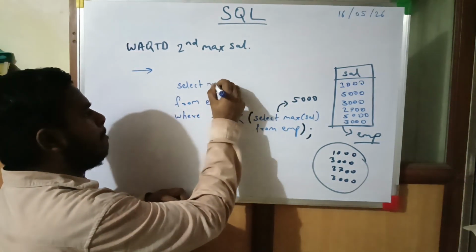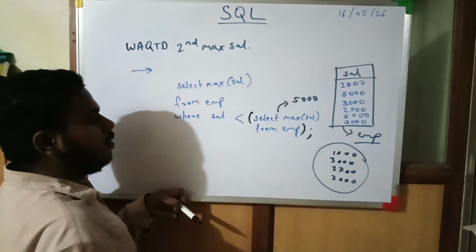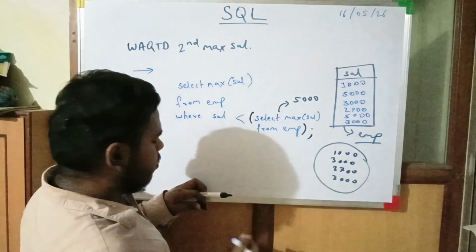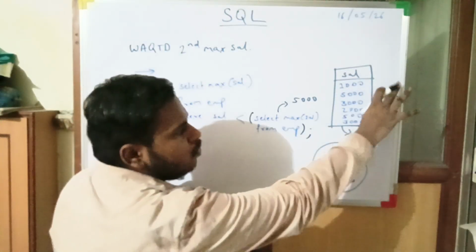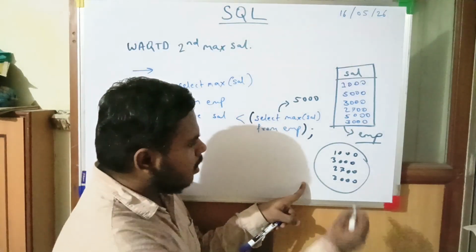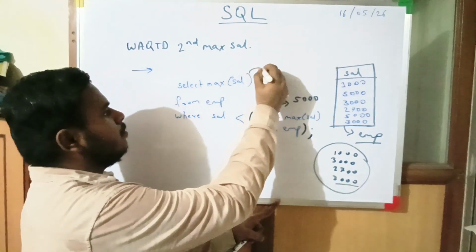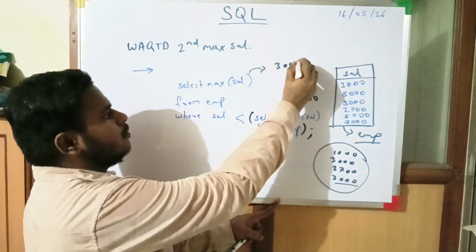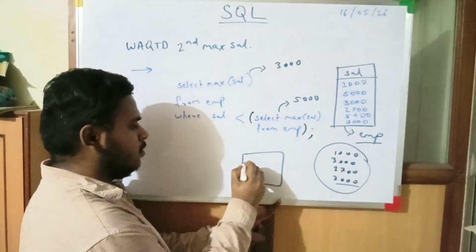Select max of salary. From these filtered records, I want to get the maximum salary. Now from these records, don't look at the above column. Now look at these records, which I circled. Which is the maximum here? 3,000 is the maximum, so the output will be 3,000. So what will the final output be? The final output will look like this.